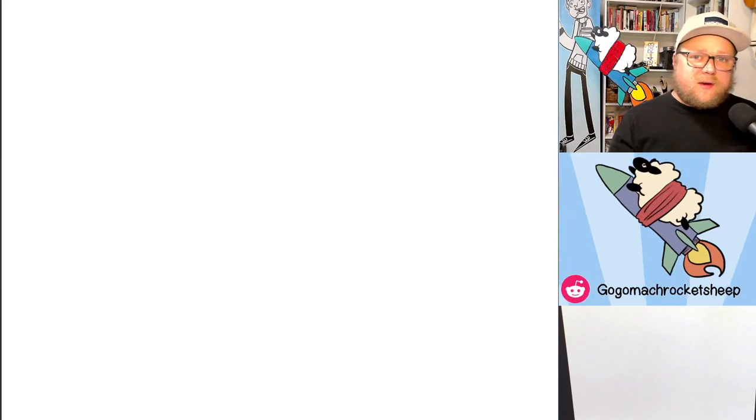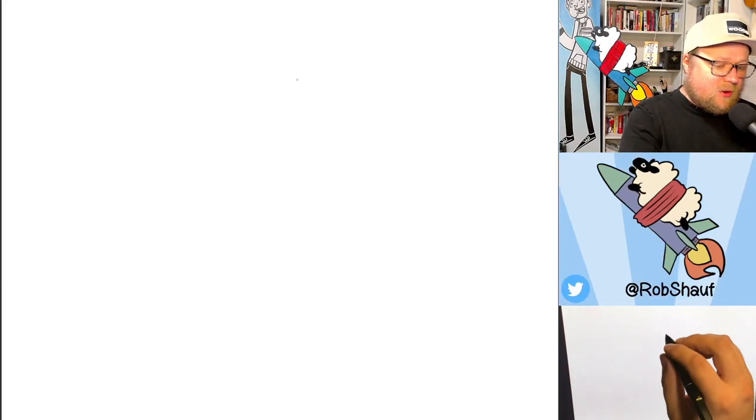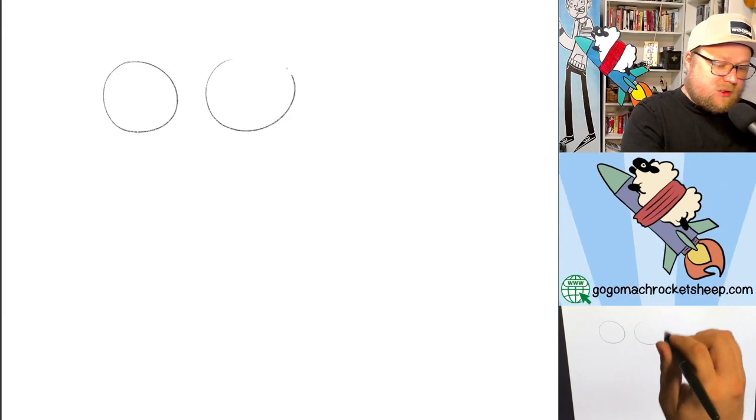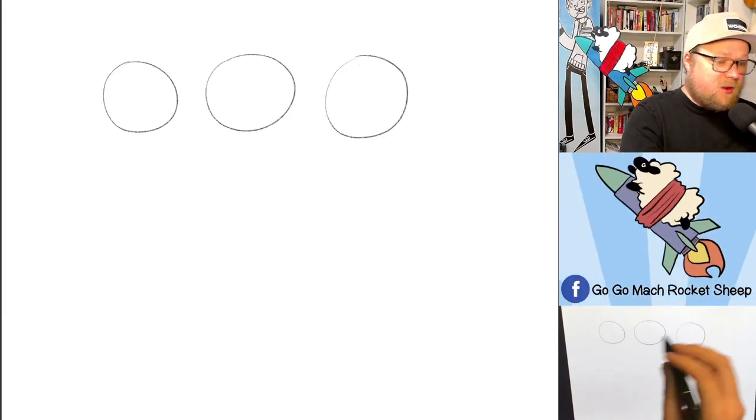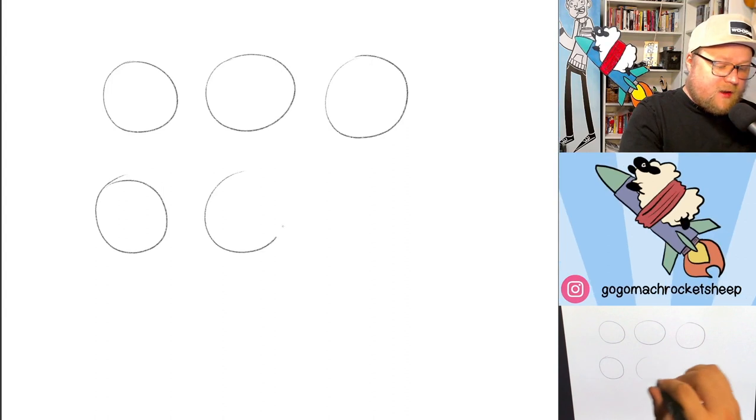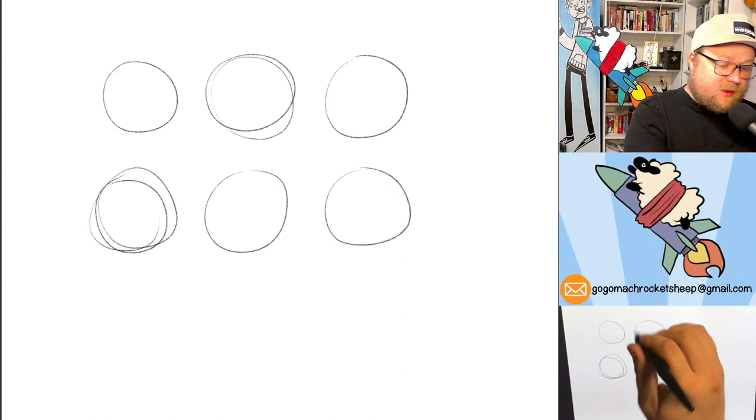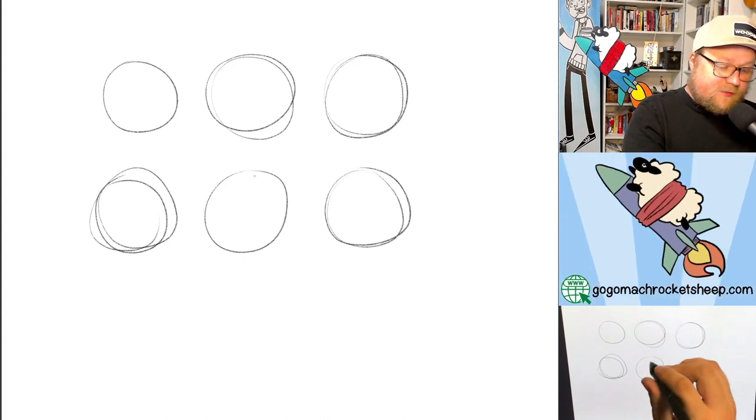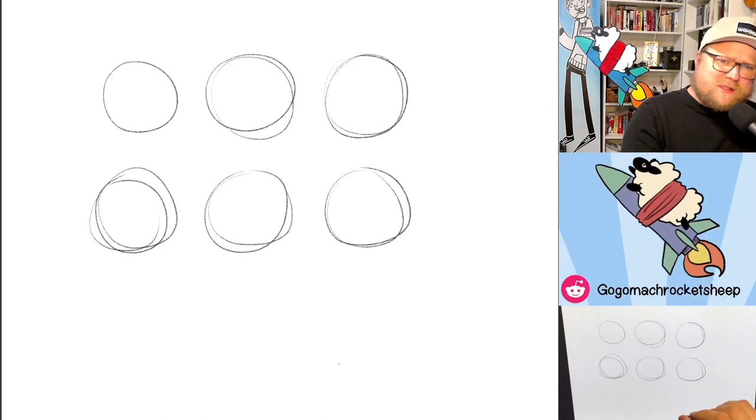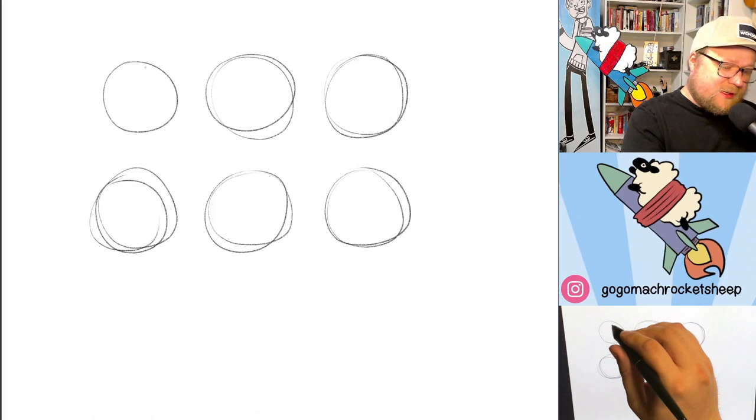Easy mode. All right, so for easy mode, we will start with 1, 2, 3, 4, 5, 6 circles. And we're going to turn these into different kinds of sports balls. The first one is the easiest.